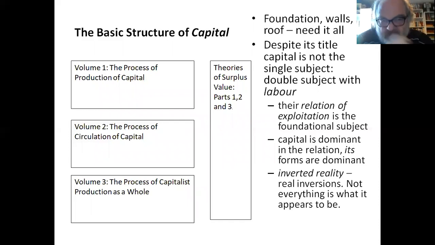So I think many of you will be very familiar with this. I'm not teaching you anything you don't know already. The basic structure of Capital: there are 4 volumes, and volume 1 was first published in 1867, I think, in the German edition.